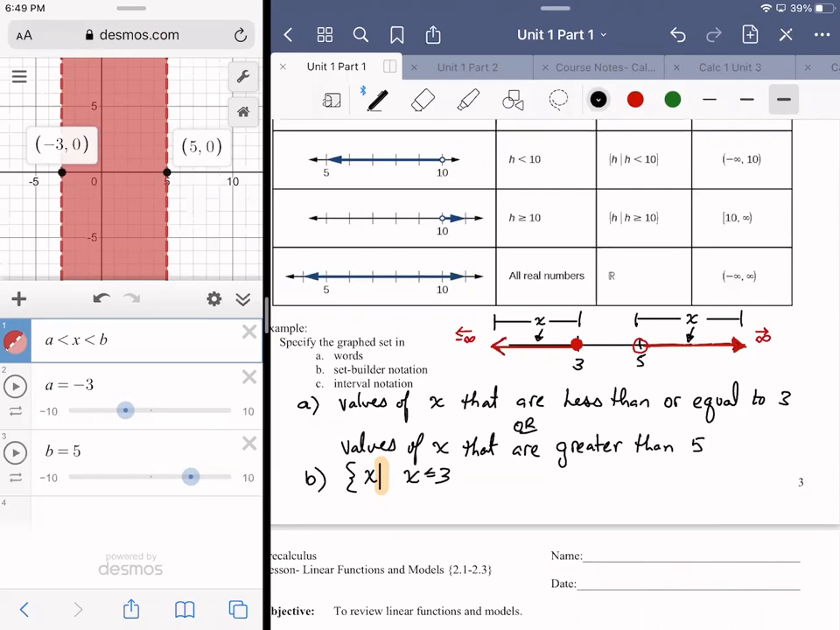Now, this one you might not be as familiar with. The symbol for or is a V.